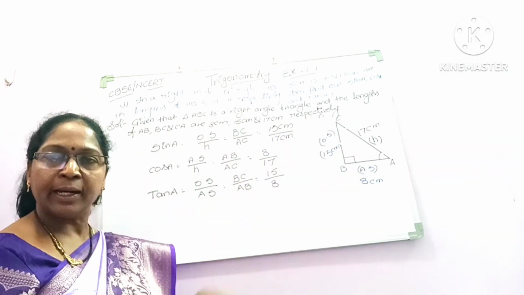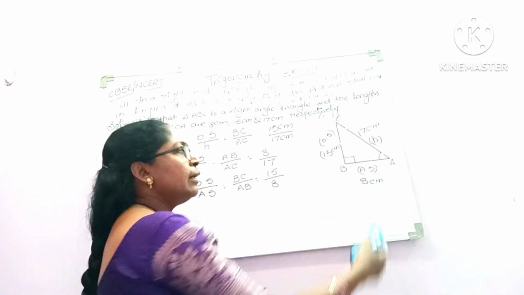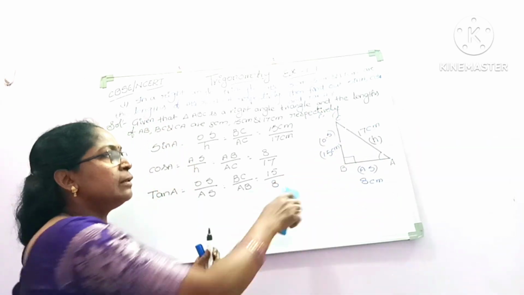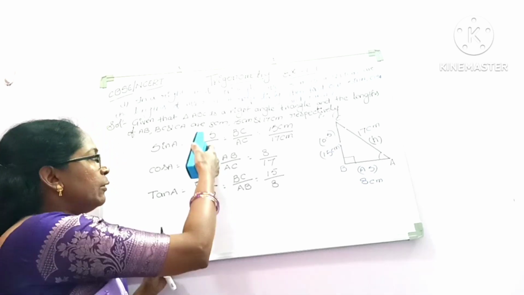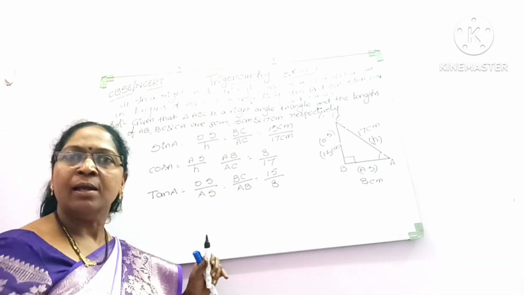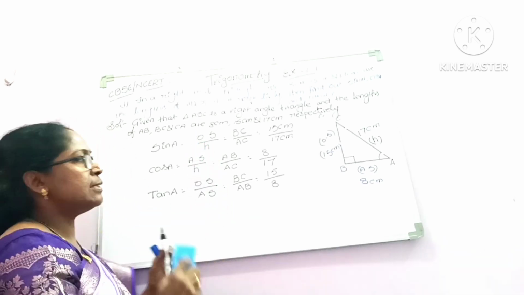So first you write the given data. Then first draw the right angle triangle. On this right angle triangle you have to represent the values of the sides, and whatever values you have to find out, you find those by using the trigonometric functions. So this is the solution.